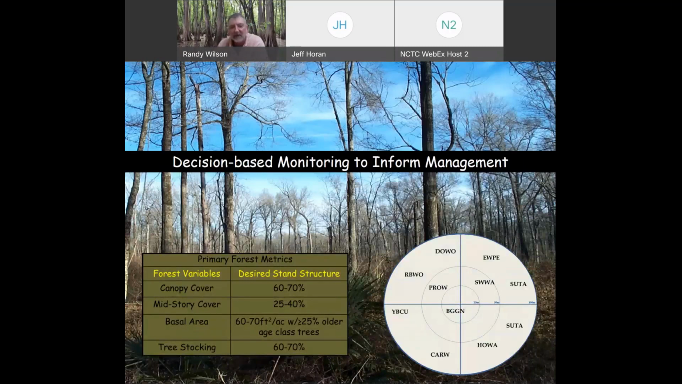So, moving on to the decision-based monitoring aspect. One of the beauties, as I said on the front end, is that these desired conditions explicitly identify the structural metrics that we're worried about, and we've linked them to some wildlife species. And so by nature, it should inform how we move forward in designing our monitoring programs.